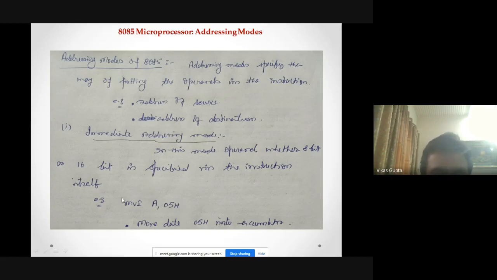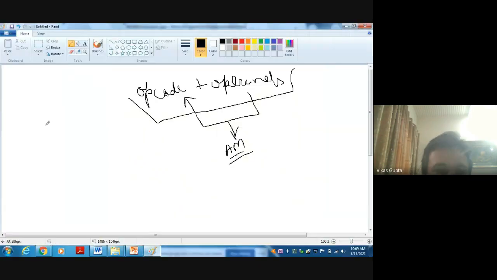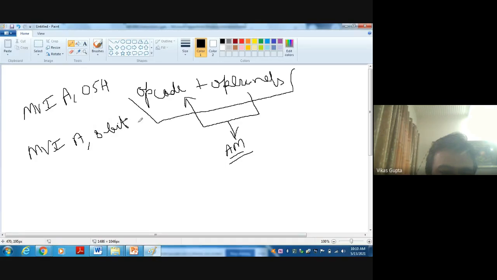And one more thing I need to cover here is the number of bytes the instruction is taking, I mean the size of the instruction. So whenever we talk about the size of the instruction, let's say I take the example MVI A, 05H. We have put this example for the immediate addressing mode. In actuality, this instruction is MVI A, 8-bit data.